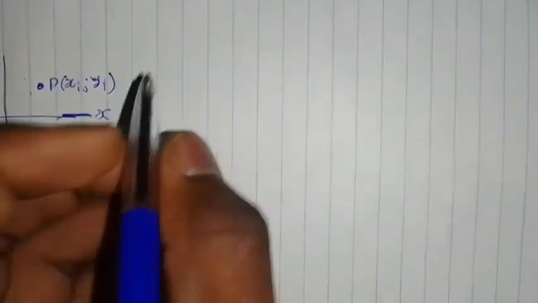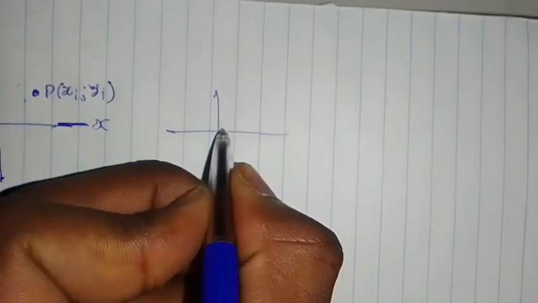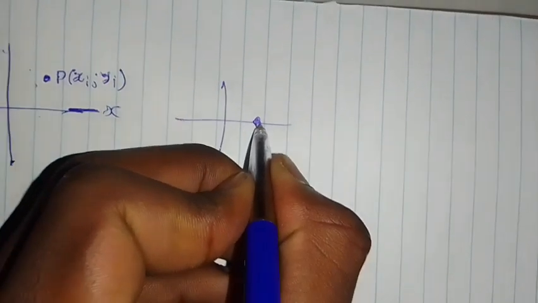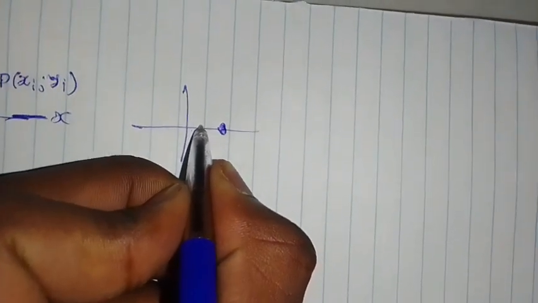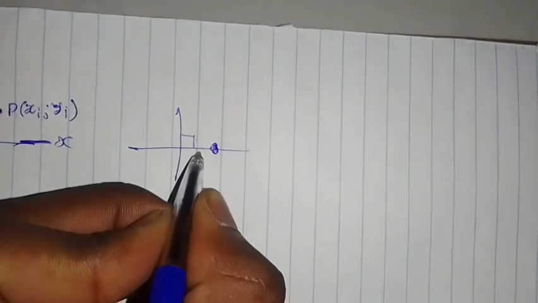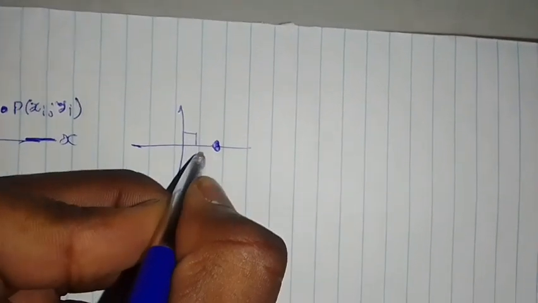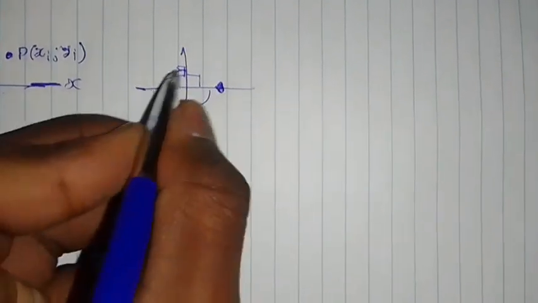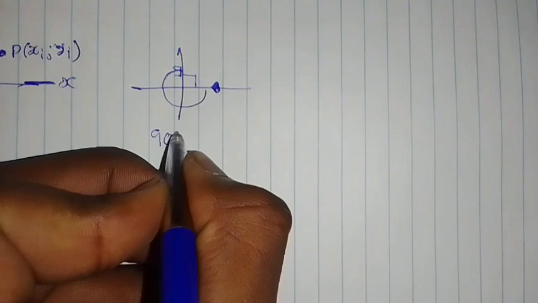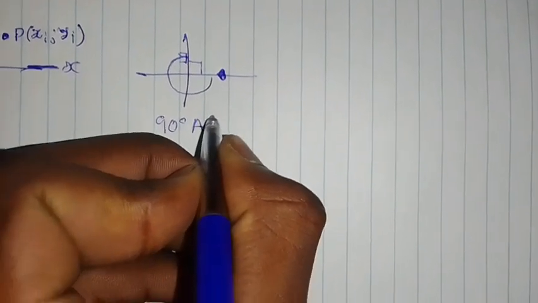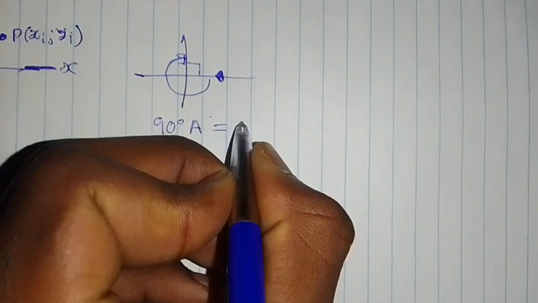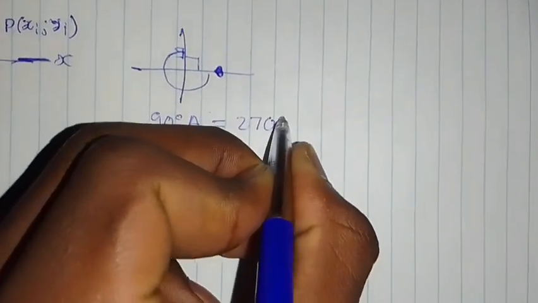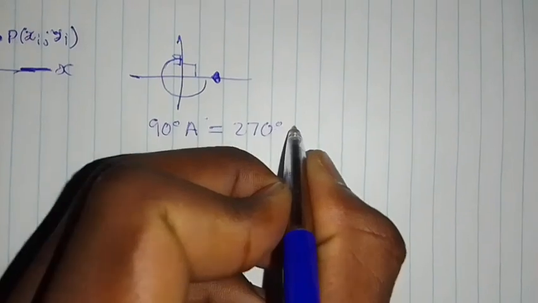Now, what I like to explain first is that if you have a point that's along the x-axis and you rotate it 90 degrees, remember angles are measured anti-clockwise. Rotating it 90 degrees anti-clockwise is the same as rotating it 270 degrees clockwise. So 90 degrees anti-clockwise is the same as 270 degrees clockwise.